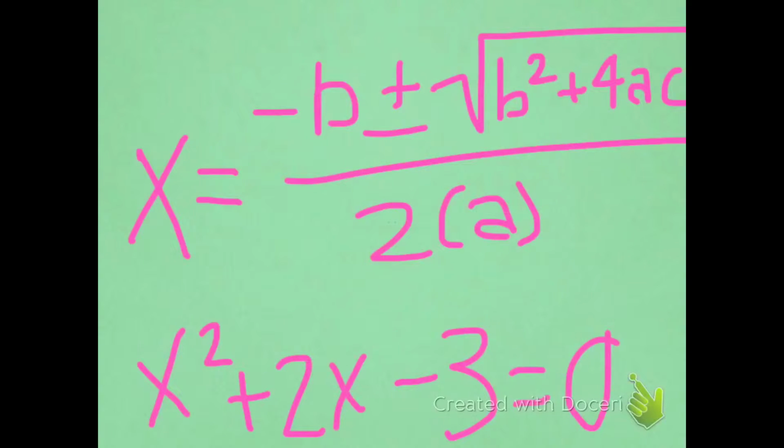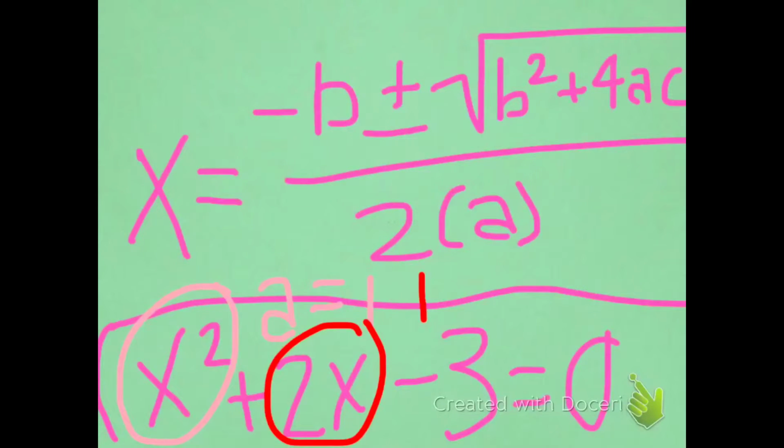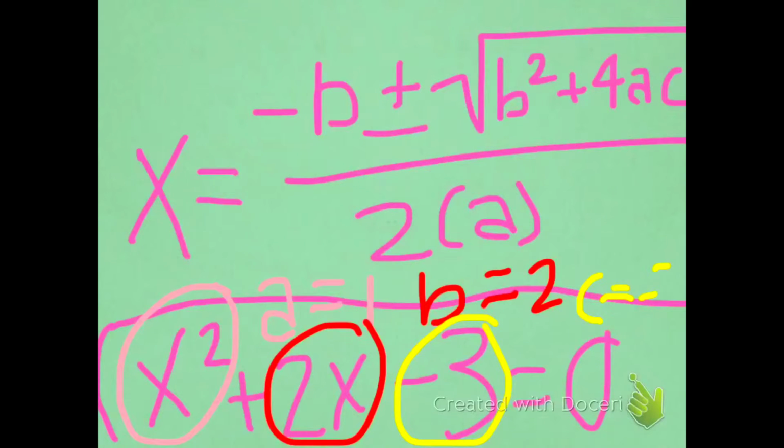line up. So you will have to know the quadratic formula to figure out the solutions and the roots to this problem. The quadratic formula is x equals negative b plus or minus the square root of b squared plus 4ac, over 2a. And see that x squared is our a, which equals 1 since there is only one x squared, and 2x means that b equals 2, and c will equal negative 3.